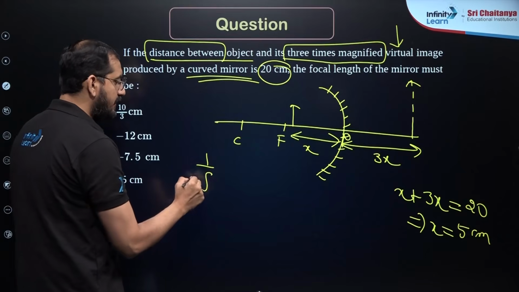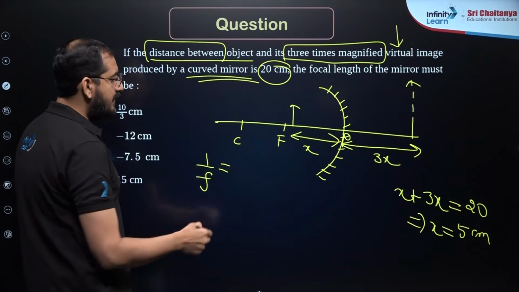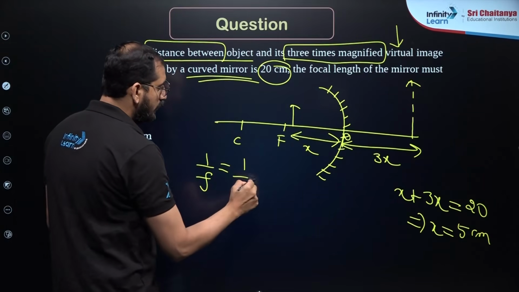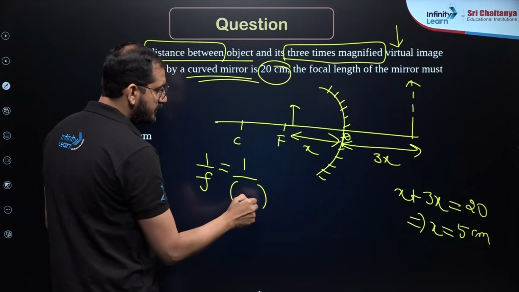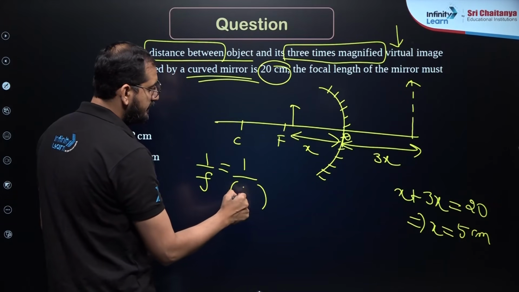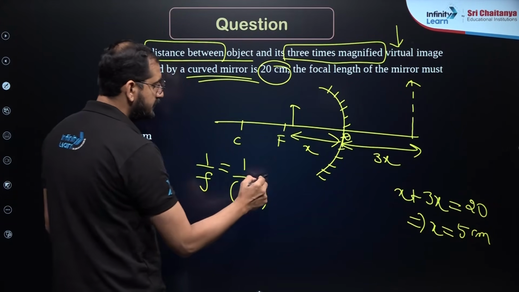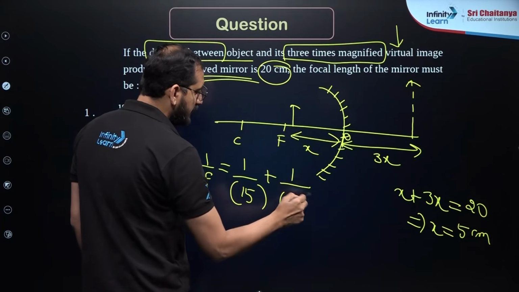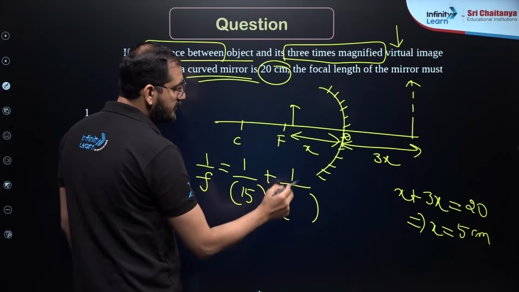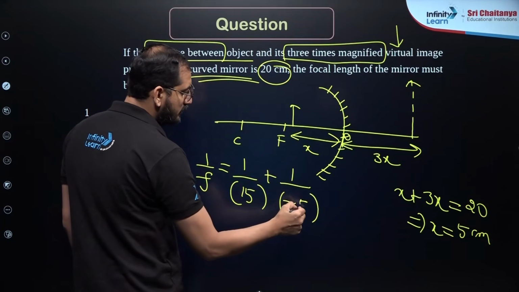I need to calculate the focal length. Let us apply the mirror formula. 1 by f is equal to 1 by v. V I am going to put as 3x, so 3 into 5, I am going to put 15, plus 1 by u. As per sign convention I need to write minus x, so minus 5.